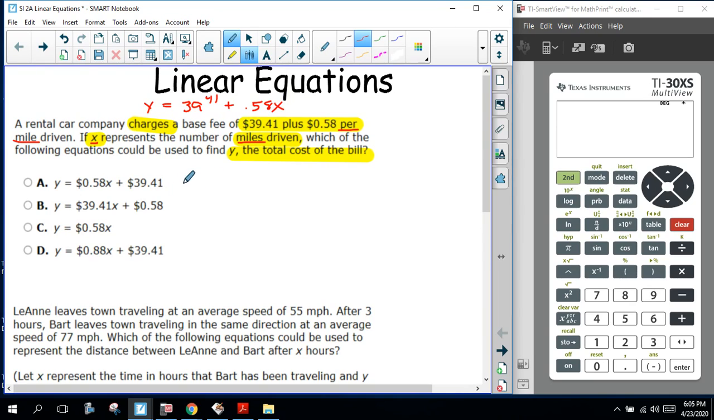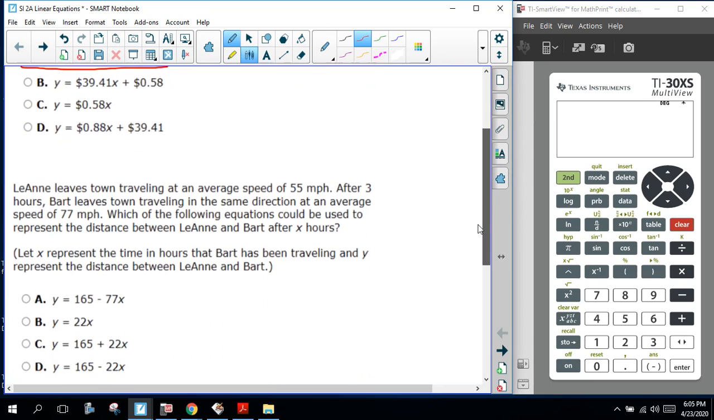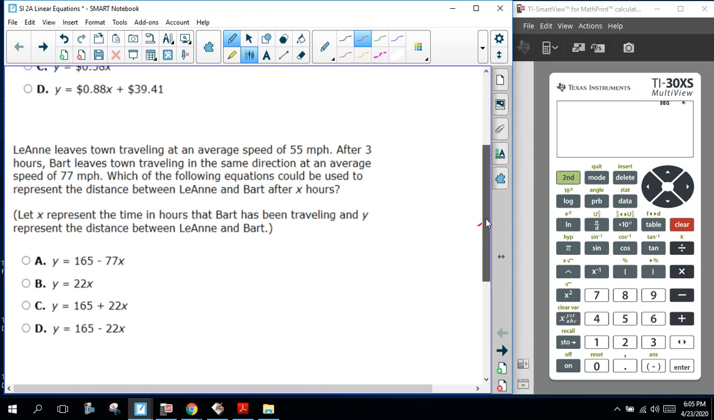If I look at the equations that I have down here, this first one here is exactly the same, other than the fact they switched the order and wrote it in slope-intercept form with the slope first and the intercept second. But it's the same equation because remember, with addition, it doesn't matter which order we add. All right, let's take a look at the second one here. A little bit more involved with this problem.